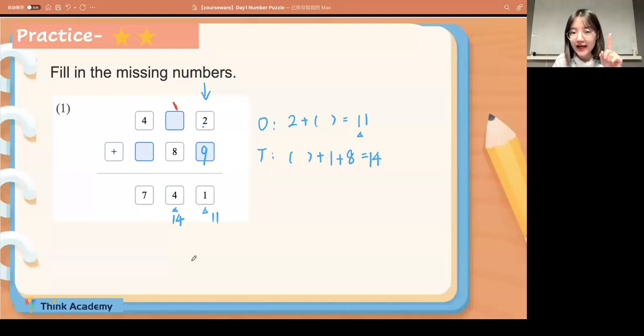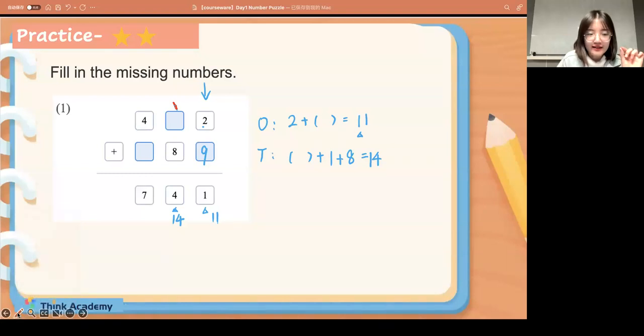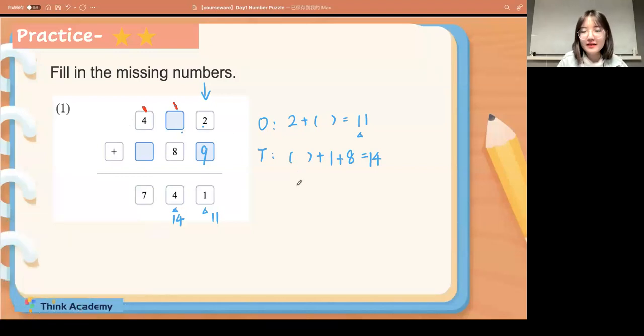Okay, everyone, remember, if you know there is a hidden 10, please label the carried 1 to the next column. And then we can find this number. So 1 number plus 9 equals 14. Then this number should be, can you type in the chat box? Will be 5. Brilliant. Okay, so we can put 5 here. And we can go to the next column.